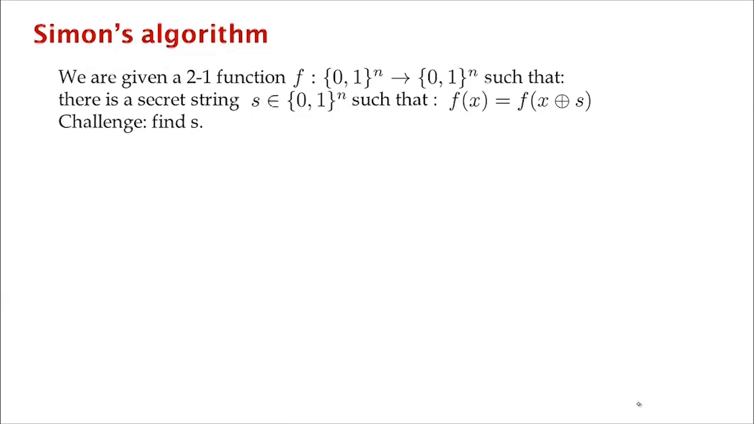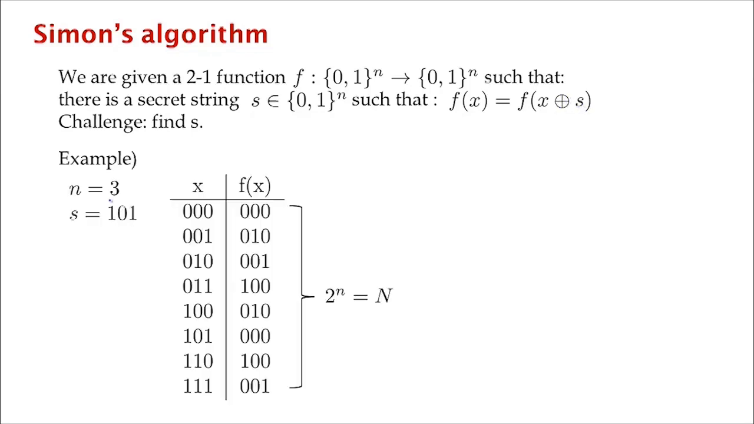We are given a function from n bits to n bits, and we have a promise that it's a 2-to-1 function, and it's 2-to-1 in this very special way. So there's a secret string s, which is an n-bit string, such that f of x is equal to f of x plus s, where plus in this funny symbol means bitwise sum mod 2.